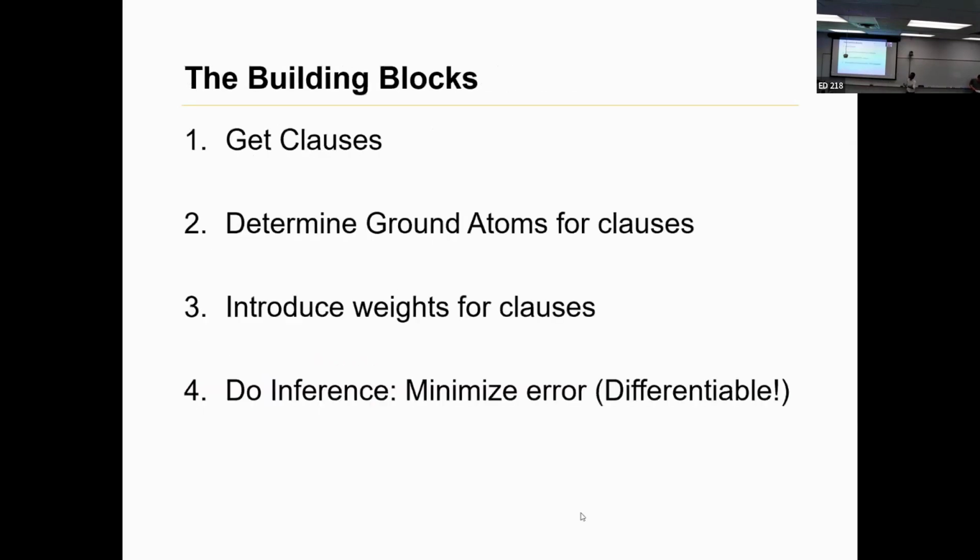So what do they do? How do they do this? First they get the clauses, then they determine the ground atom which goes with each clause, then they introduce the weights, then they do inference, then from the inference they minimize the error, which is the differentiable part, and then they go back and change the weights again, and that's how the machine learning thing goes.